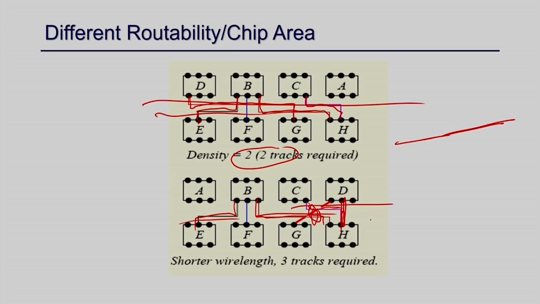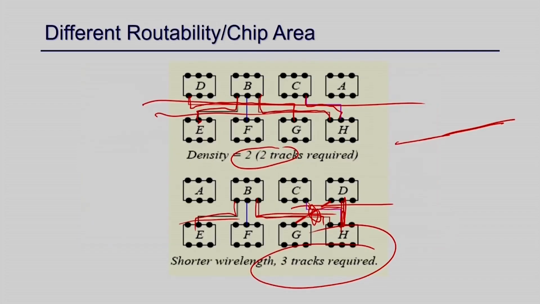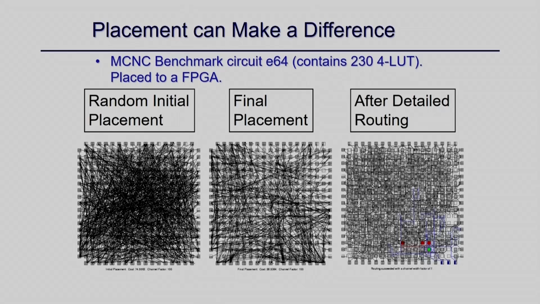So, this is something I need 3 tracks. Just to give an example, here is something where even after floor planning, there is a lot of opportunity to do some reorganization of your blocks, so that you can actually reduce the total wire length as well as the total number of track requirements, right. So, this is the objective of the placement step.